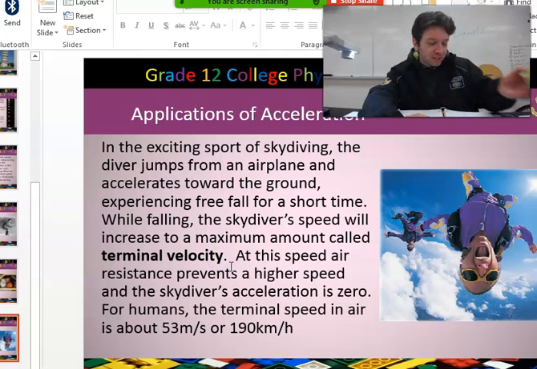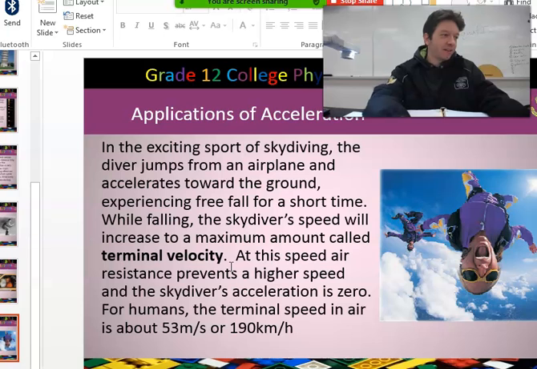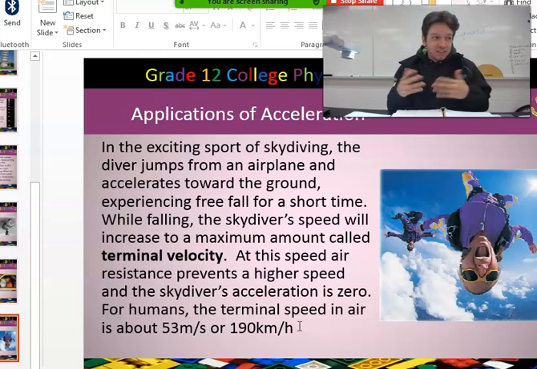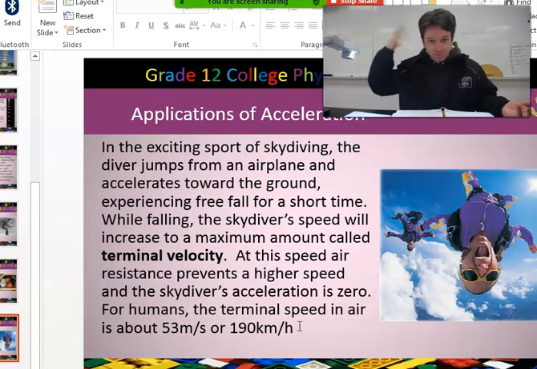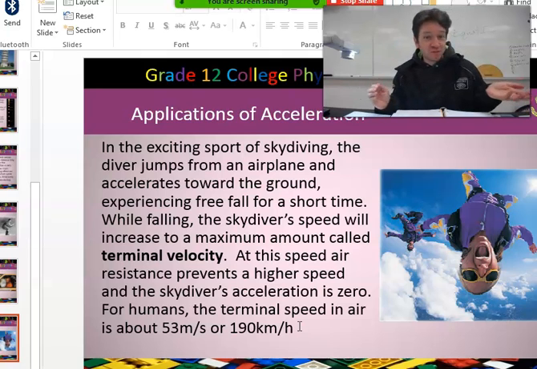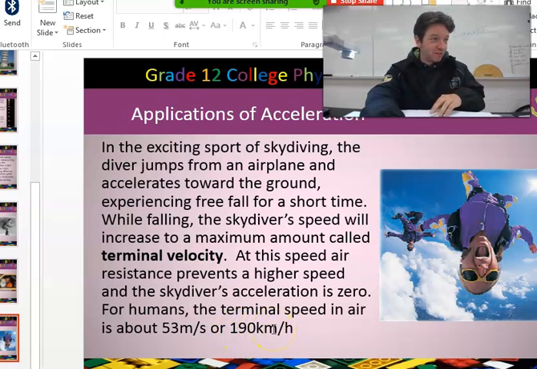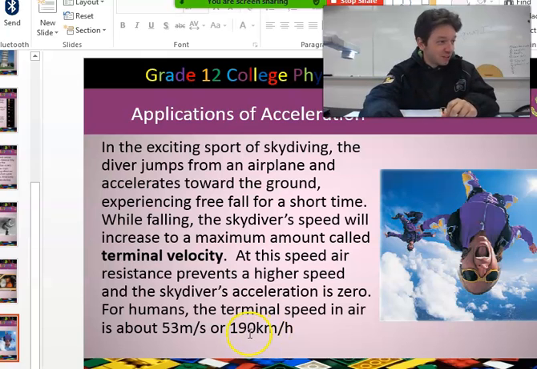Terminal velocity is different for different objects. For humans, the terminal velocity in the air is about 53 meters per second, or 190 kilometers per hour. But that's still an estimate. You can change it based on whether you fly like this or like this. Increasing or decreasing the surface area in contact with the air will change it. You can create a lot of surface area by setting out your parachute, and that makes your terminal velocity a lot slower, because obviously 190 kilometers per hour is very, very fast. So before you reach the ground, you're going to want that parachute.